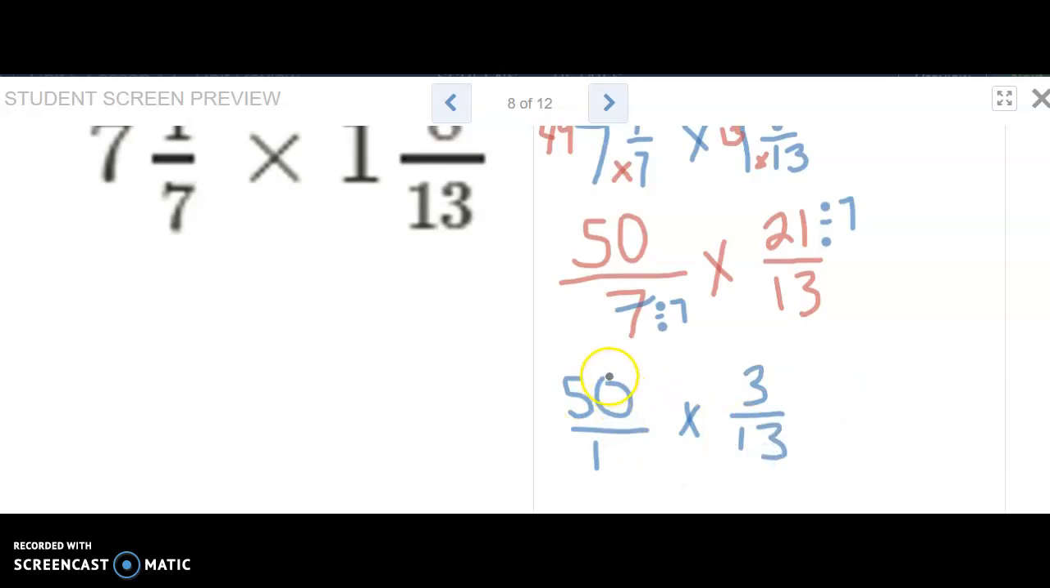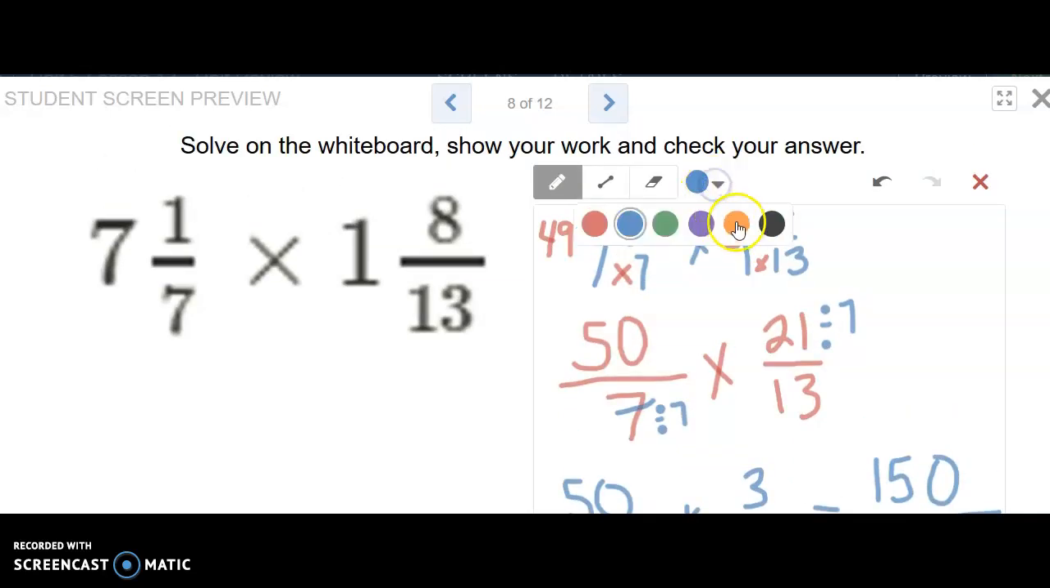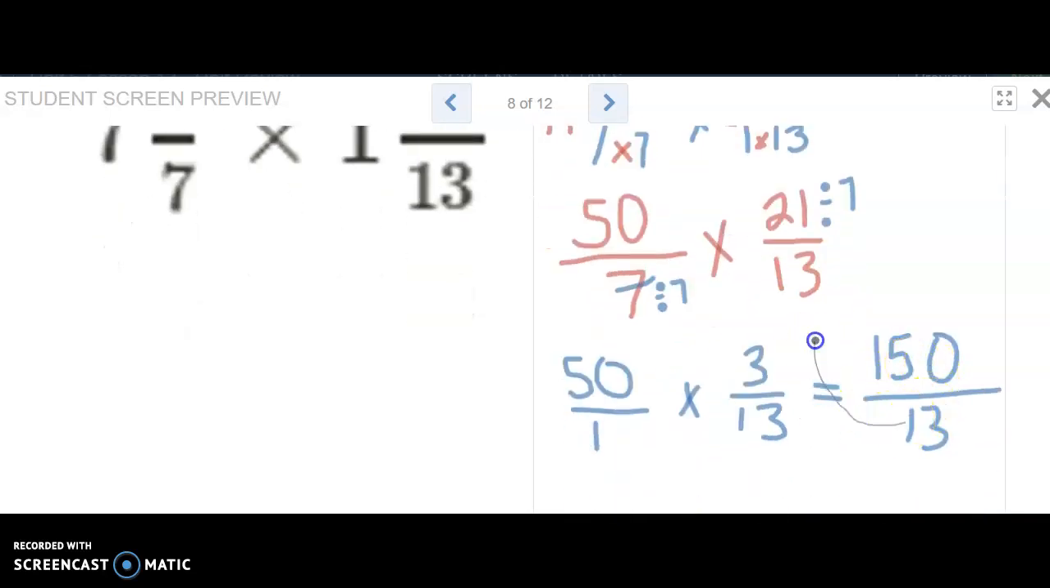All right, let's do the multiplication. 50 times 3 gives me 150. And 1 times 13 is 13. All right. Next, I have this answer of 150 over 13. That is an improper fraction, right? So I'm going to get a different color here. See how many times 13 can go into 150.